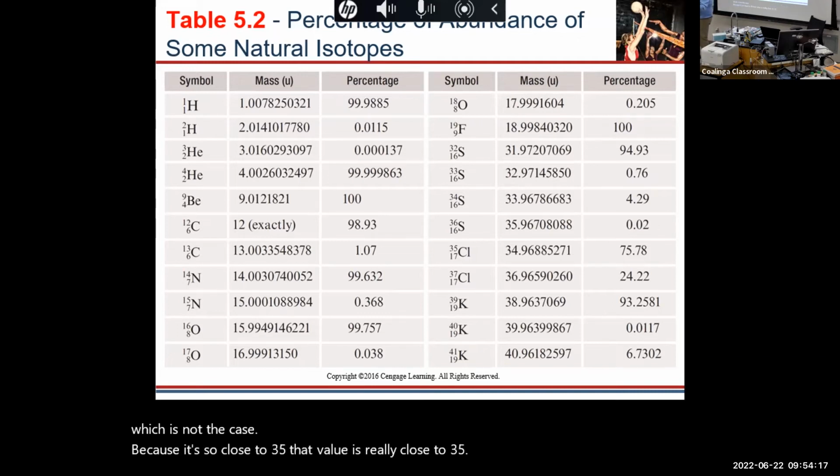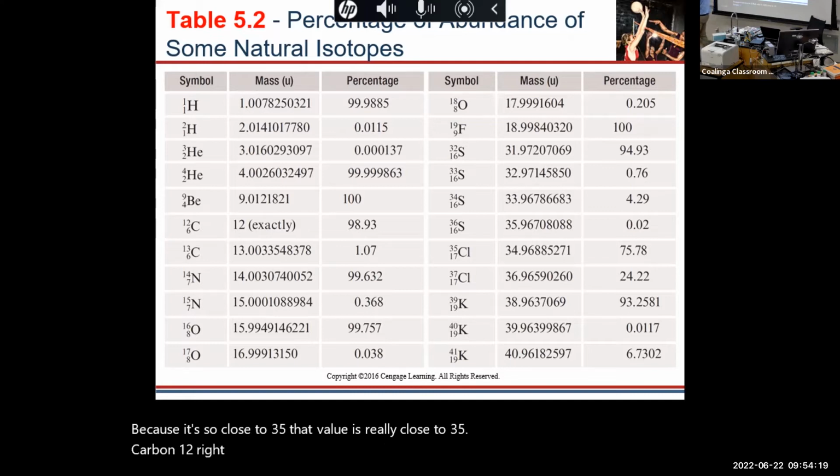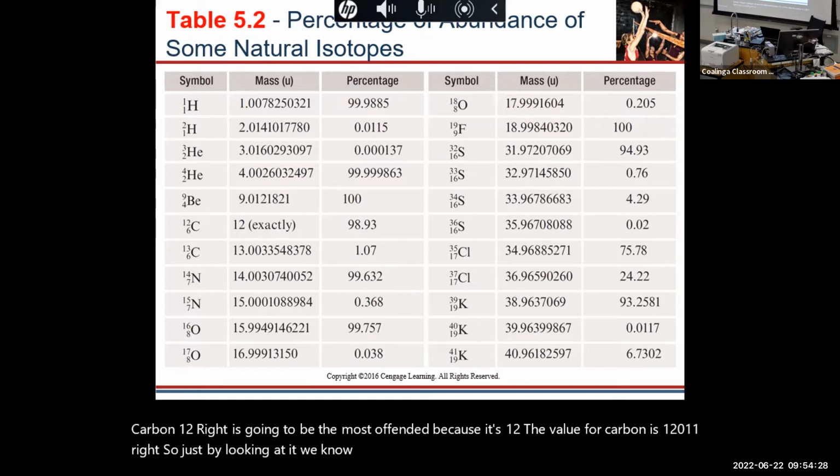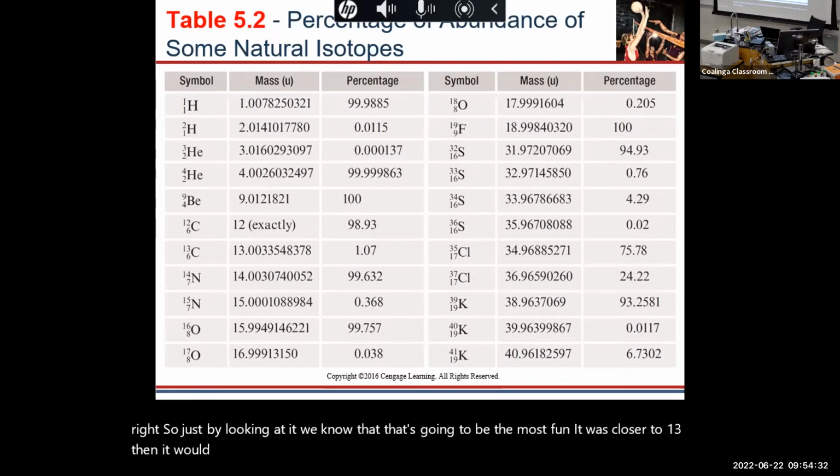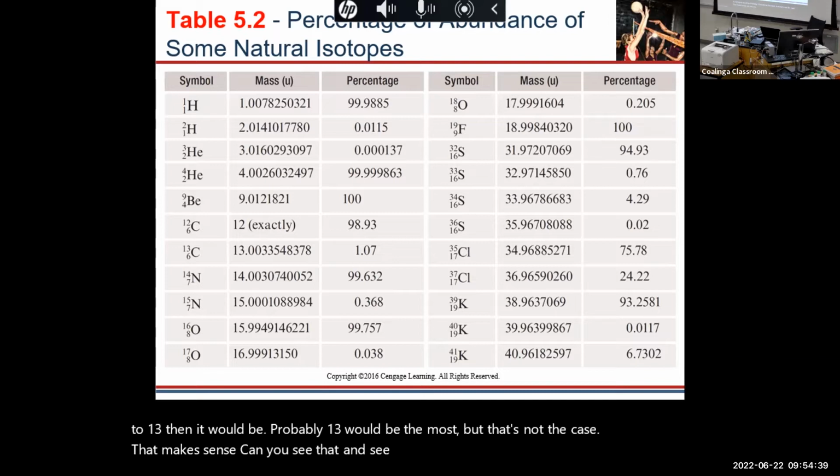Carbon 12, right, is going to be the most abundant because the value for carbon is 12.011, right? So just by looking at it, we know that that's going to be the most abundant. If it was closer to 13, then carbon 13 would be the most abundant. That's not the case, right? Does that make sense? Can you see how you can just look at a problem and say, okay, this is going to be more abundant?